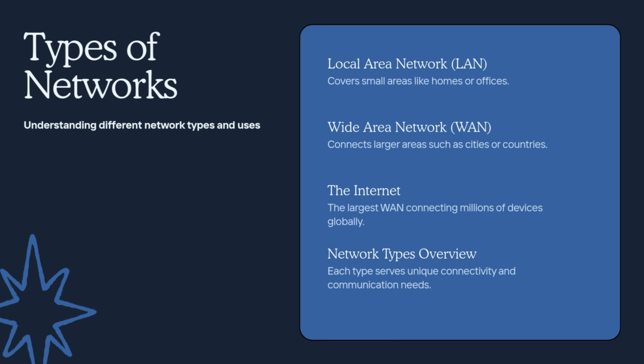Now we want to learn types of networks. We have two types of networks, local area network and wide area network. A LAN or local area network is a small network, like inside a home or an office. A WAN covers a larger area, like cities or countries. And the biggest one in the world is the internet.